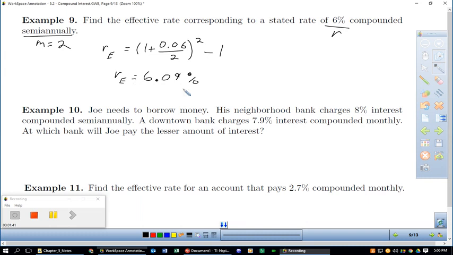Now what this is actually showing you is the annual interest rate. Ignoring the compounding and semi-annual, it takes that into account to show how much you're actually paying in that year. That's really what the effective rate comes down to. And this next problem is where it's going to be useful.